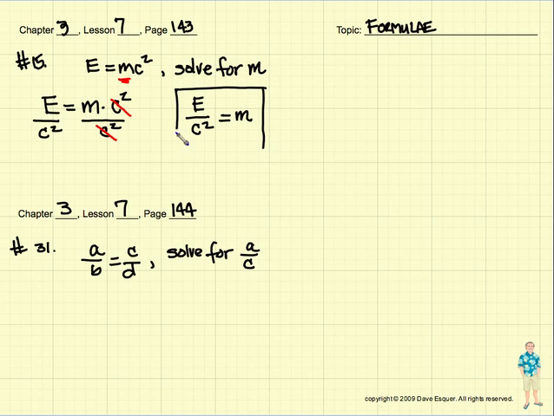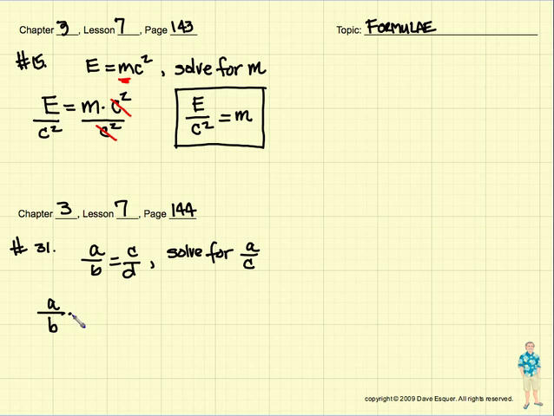So as weird as it looks, the solution for m in terms of Einstein's relativity equation is just E divided by c squared. Number 31 looks like A divided by B is equal to C divided by D, and they want us to solve for some ratio of A over C. Initially it might look confusing, but let's go step by step.